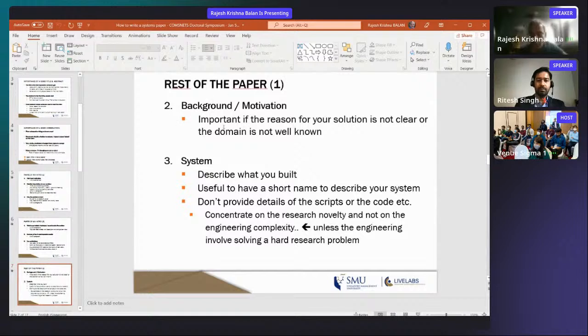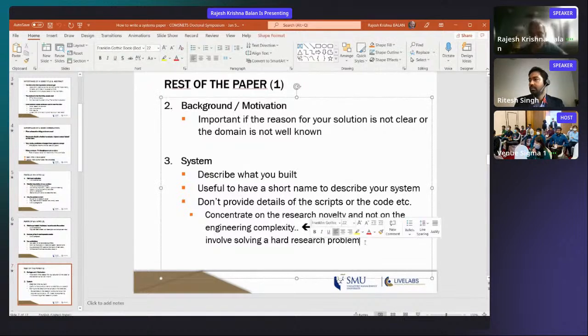Background motivation, the rest of the paper, background motivation. This is important if your area is not that well known. System, describe what you built. Again, I'm not going to belabor the point. The slides will be given to you, and you can contact me if you have any questions. Remember, system is where you talk about the interesting parts.